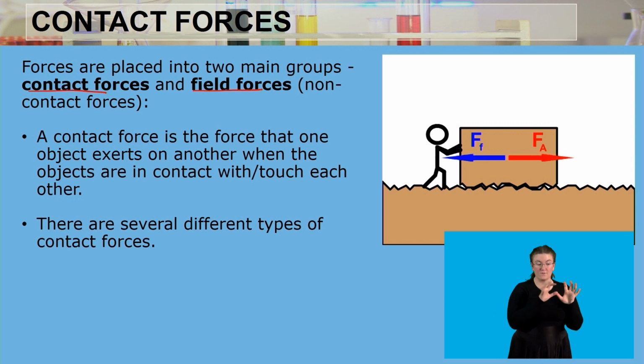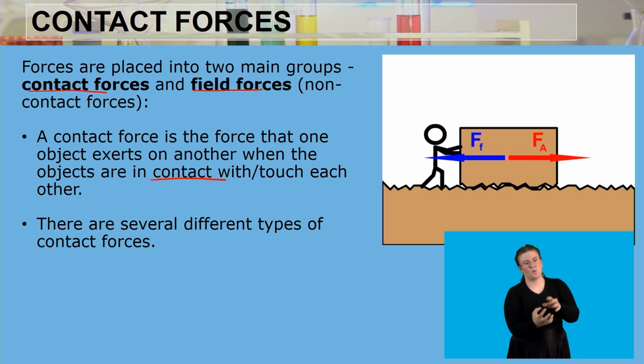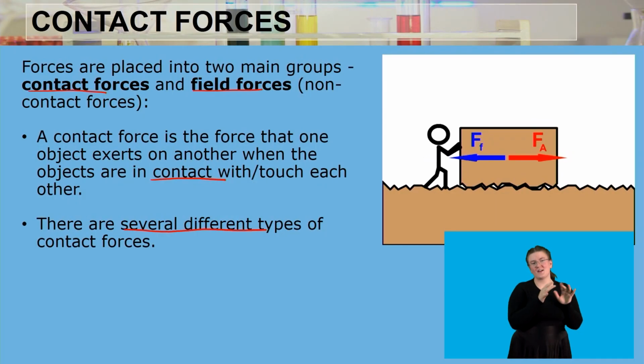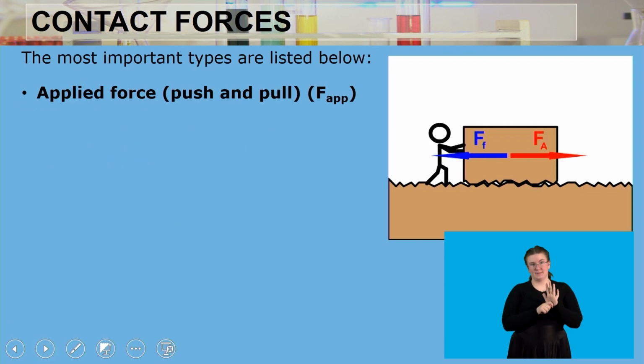A contact force is the force that one object exerts on another when the two objects are in contact. For us to have contact forces, we need two objects, and those two objects must exert a force onto each other, but they must be in contact with each other, hence the name contact forces. We have several different types of these forces, which you are now going to look at.